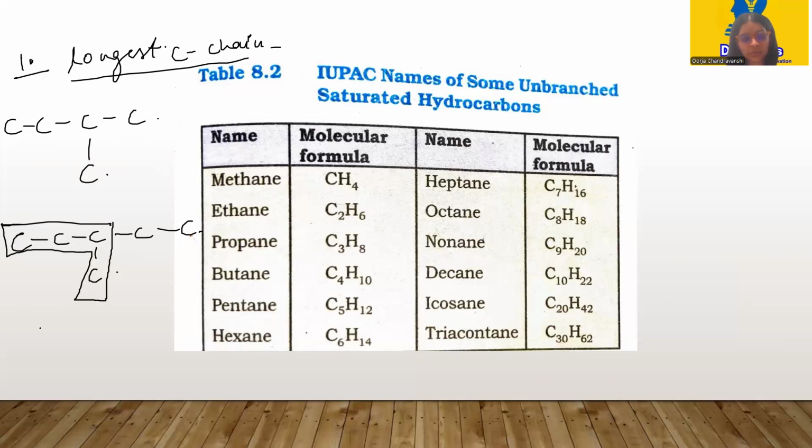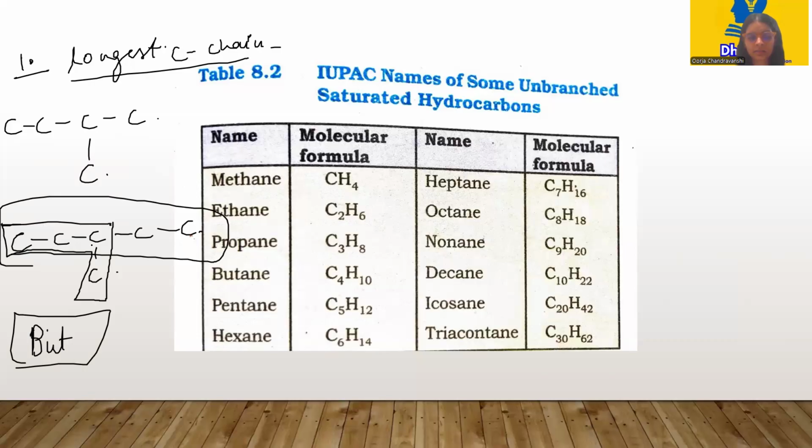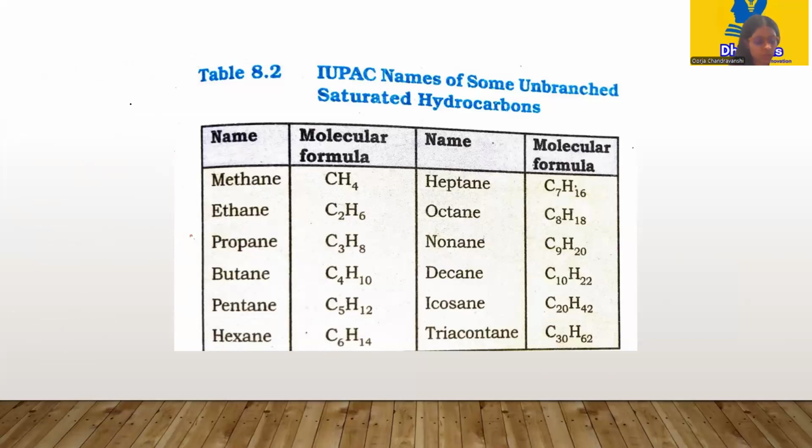If I were to name it, the parent would come out to be butane. But I can see that this one has 5 carbons, so it should be pentane. That should be the parent chain. So the first rule is that we select the longest carbon chain.